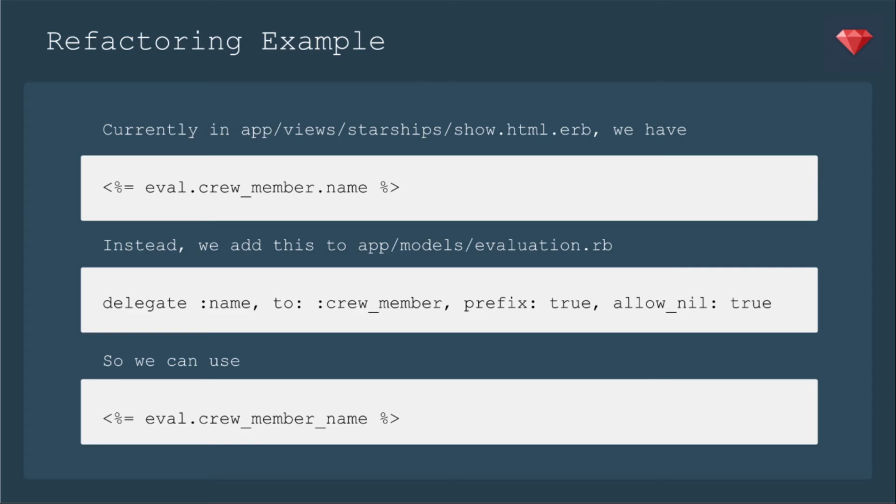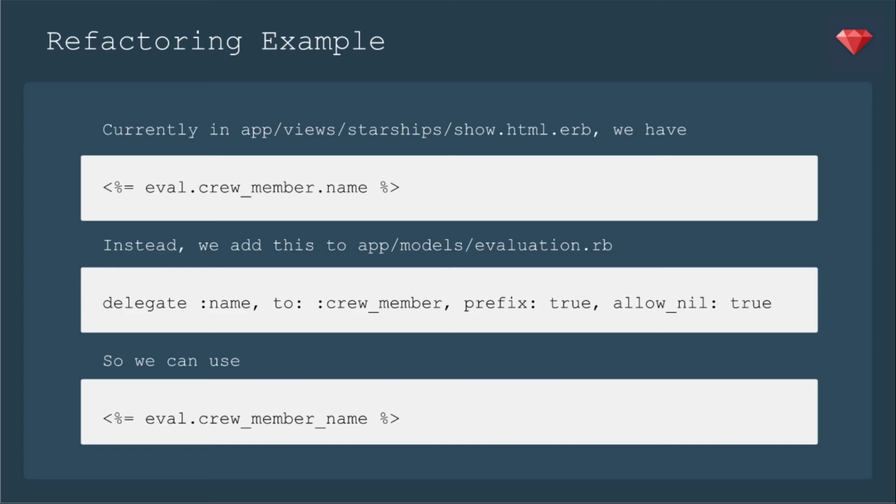And we're going to say allow nil true. So just in case that name is nil or crew member is nil, it's not going to totally blow up your page. This is especially true for views. If it's something where it really needs to be there, then you should take out allow nil true and find that error when you're doing your tests.